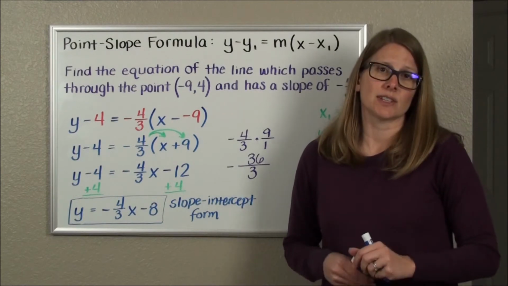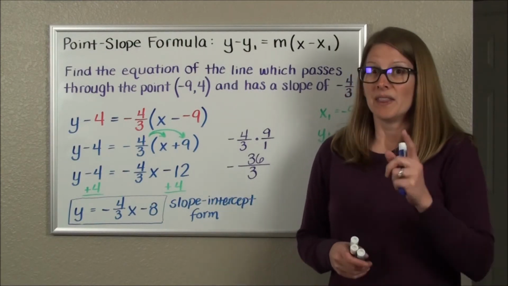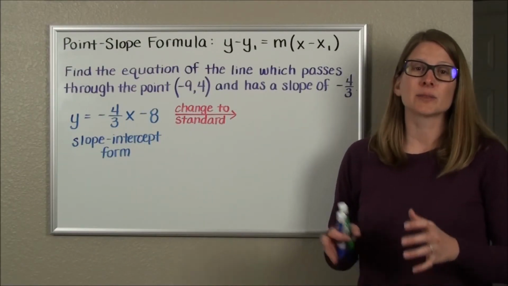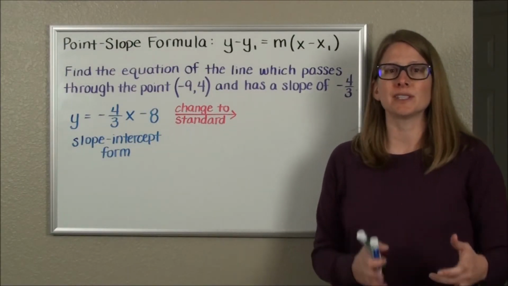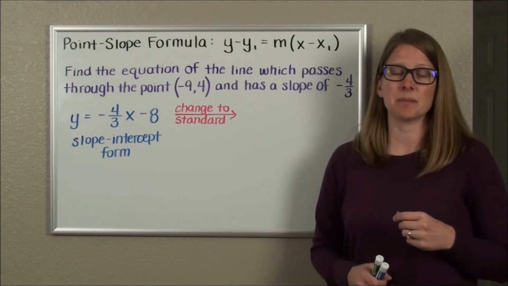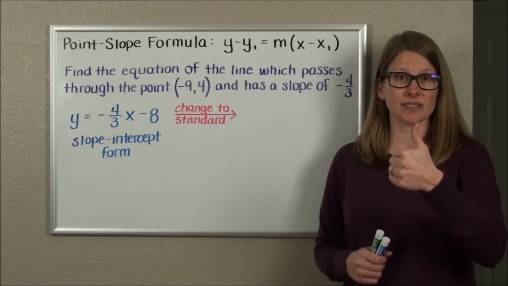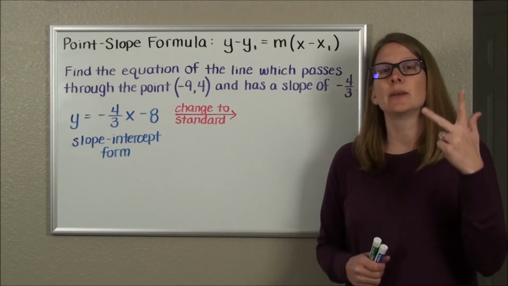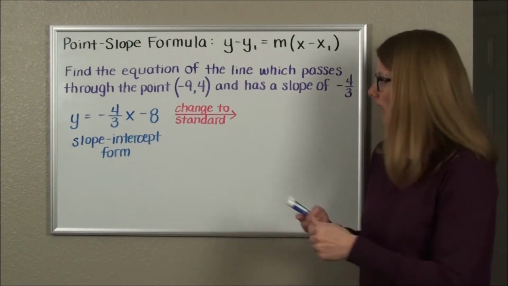But if the instructions asked us to write it in standard form, this is where it gets a little fun. Let's see how it works. So remember, as we're changing from slope-intercept form to standard form, we have 3 things to keep in mind. In standard form, we want x and y together on the left, we want no fraction coefficients on them, and we want x to be positive. So let's see how it works here.